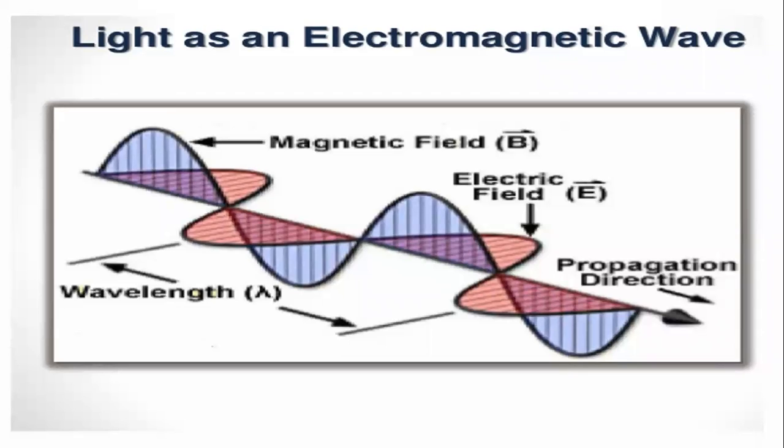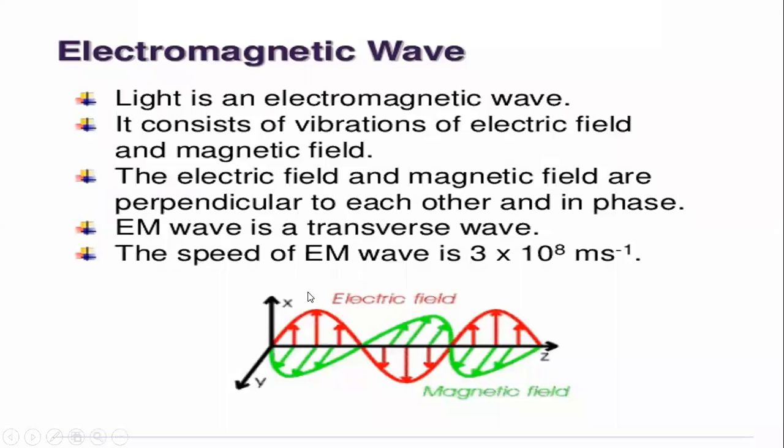So here the wavelength is important. The wavelength between these two waves is what we need to find out. Okay, the other parameter is nothing but the electromagnetic waves, how the wave will propagate.